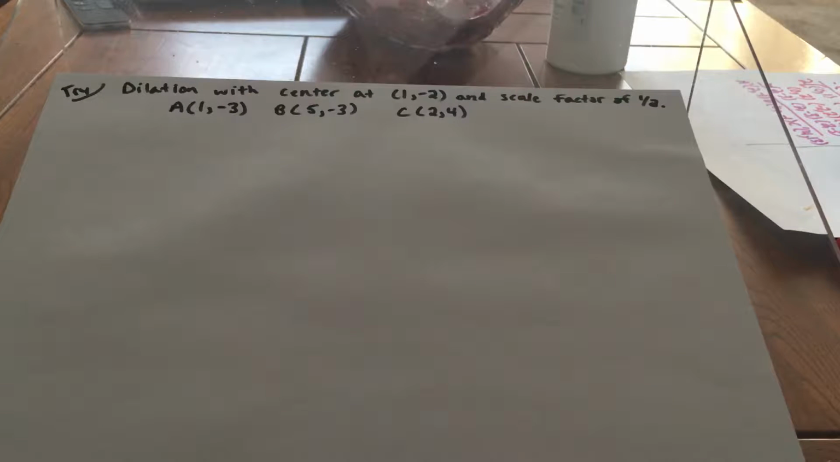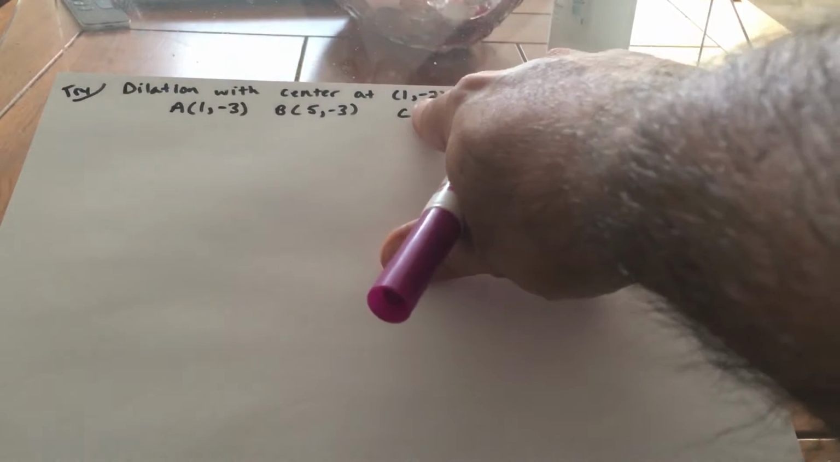Okay, I wanted to do one more example with dilations. This is a dilation with the center at 1, -2 and a scale factor of 1/2. It's the same thing we did in the last video. You have to take the point you're going to do your dilation around and you have to subtract it from those points first. So let's go ahead and take care of that.